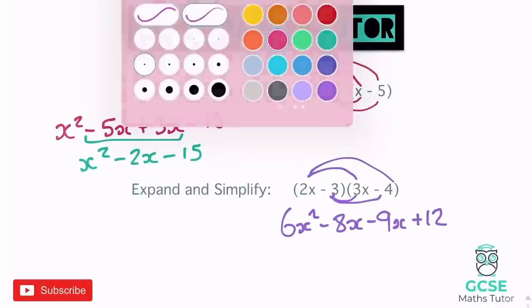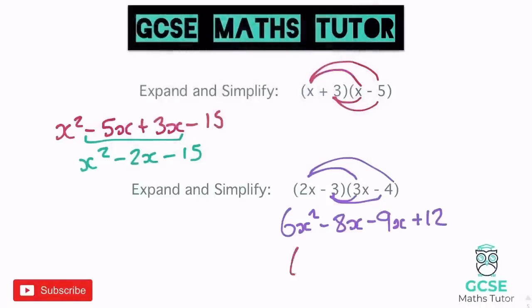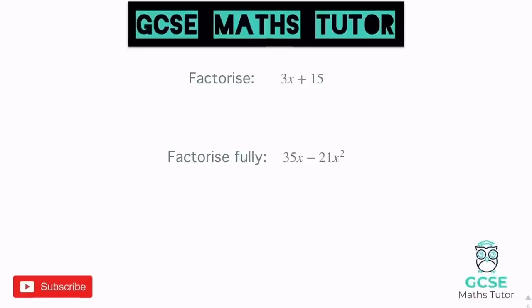And then again, just tidying this up, we have 6x squared at the start, and we've got -8 take away another 9x. So -8 take away another 9x is -17x. And then we've got that plus 12 at the end, and there's our final answer. And we've simplified it there with the simplifying in the middle. Final answer.